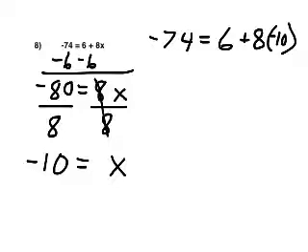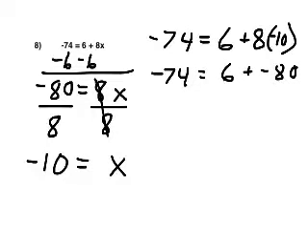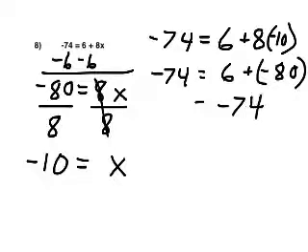Now, negative 74, does it equal 8 times negative 10? That's a negative 80, plus 6. Yep, because 6 plus negative 80 is negative 74.